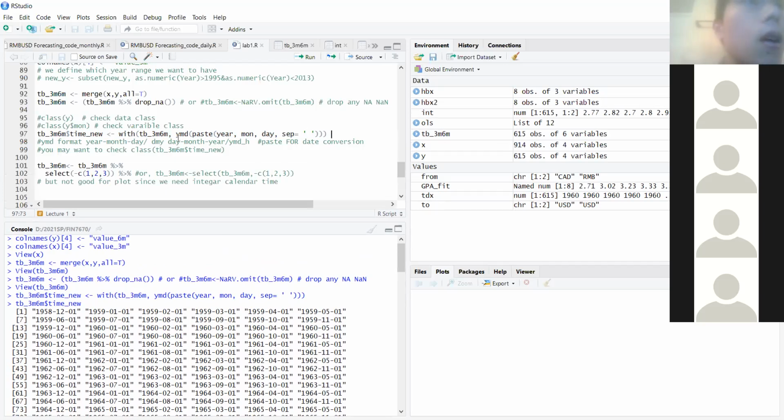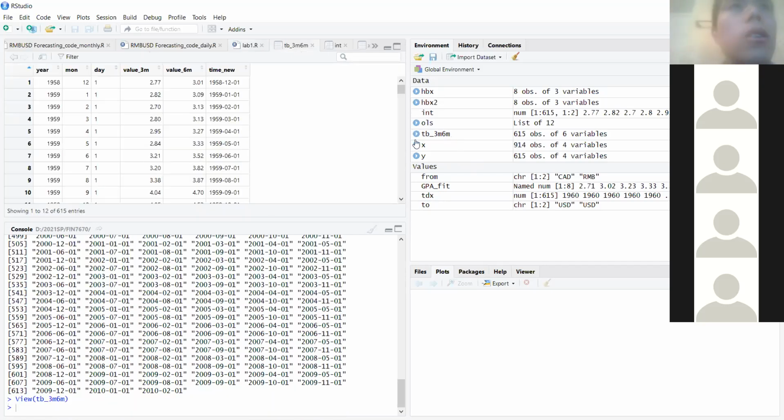Comma, blank. YMD, I just say take the year, month, day, calendar format, YMD, and work on the file TB3M6M, right? And the with simply means work on this file and automatically save by itself, right? So which variable are we working on? I want to establish a new variable, a new column, to store the new number I generate. And this new variable is so-called time new.